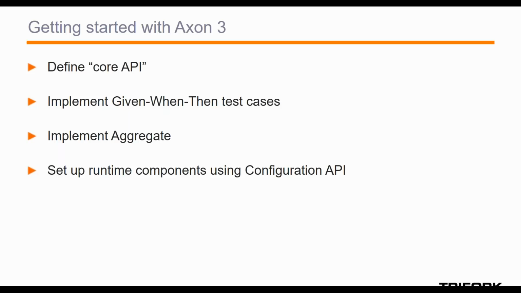Then we are of course also going to implement the aggregate itself, and that is very comparable to how it's done in Axon 2. There's a few little differences that we'll have a look at as well. And something that is really new in Axon 3, available in milestone 4, which was released yesterday, is the configuration API, and it allows us to set up the runtime components much more easily compared to what you're used to with Axon 2.